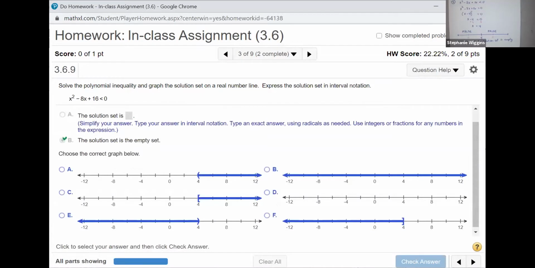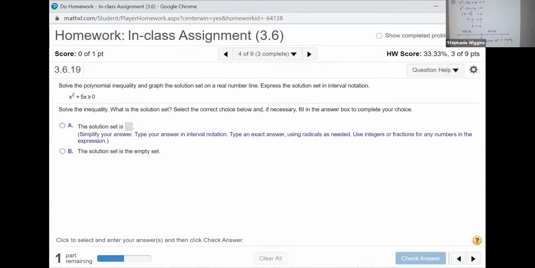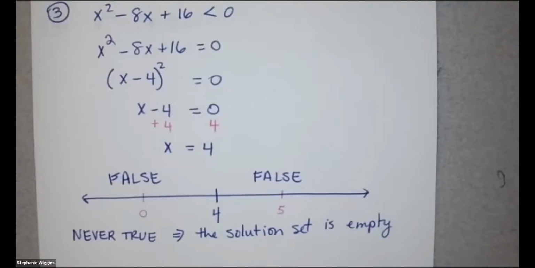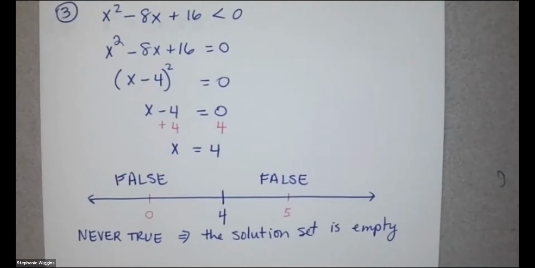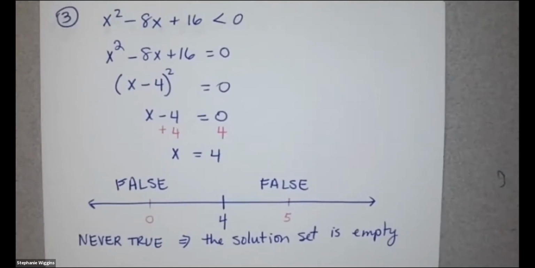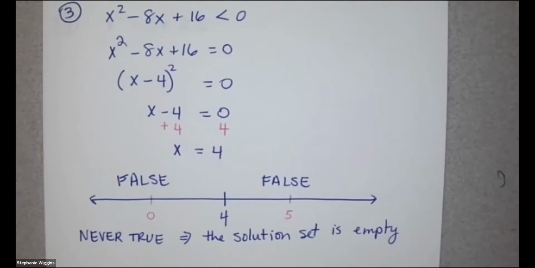And graphing the empty set is just a blank line. It's just the number line by itself with no shading. Okay. Any questions on this one before I move on to the next problem? Okay.